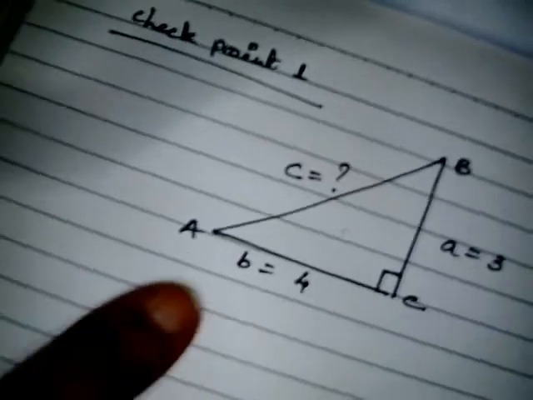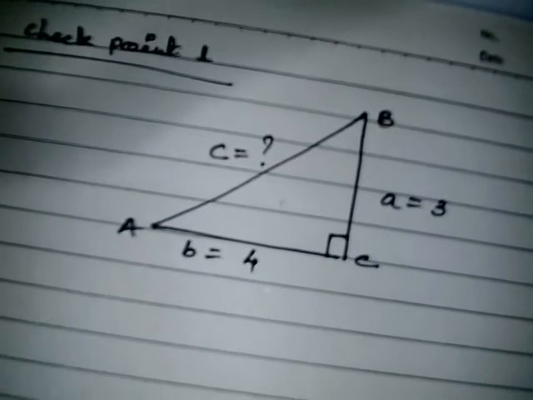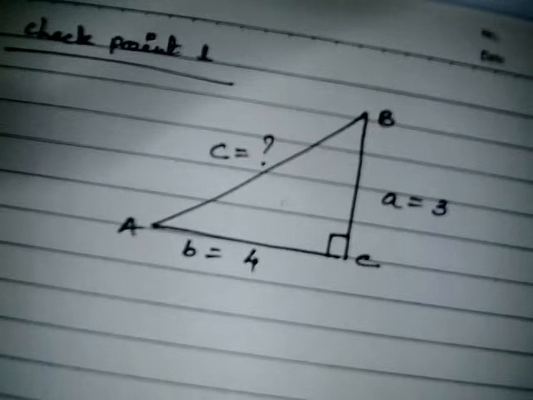Okay, now in this video we are going to see the application part of right angle triangle, and if the sides are given, how we can calculate the angles. So let's see in this question. This is a question from your textbook at page number 500 in the checkpoint 1. In that checkpoint, this figure is given.